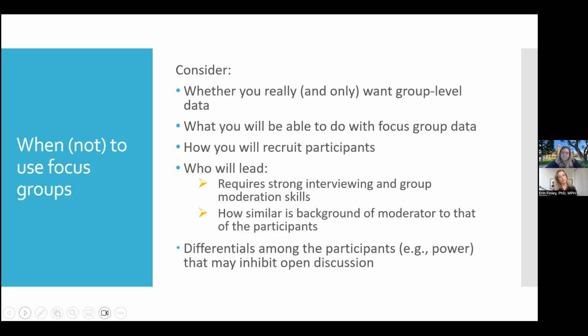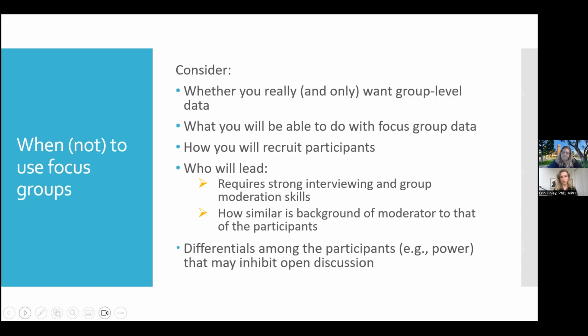We have to think about what we're going to be able to do with focus group data. Again, we won't be able to speak to individual experiences, so we have to be thoughtful about that. We have to think about how we're going to approach recruitment. Finding folks for focus groups can be challenging depending on your setting.